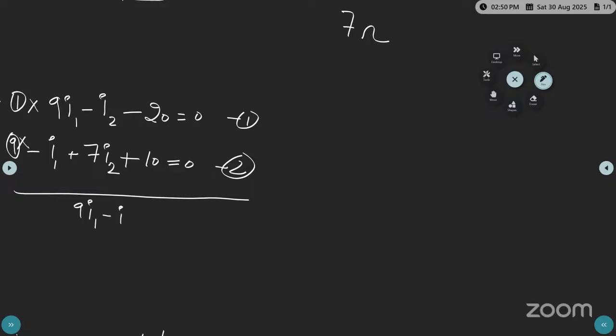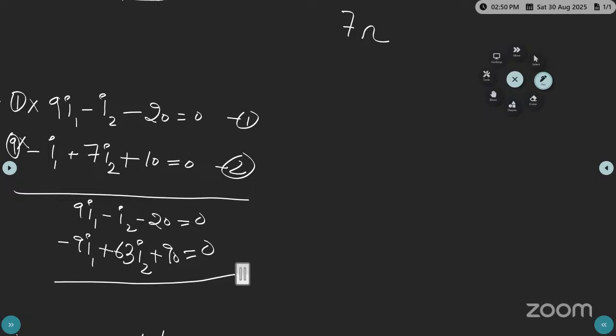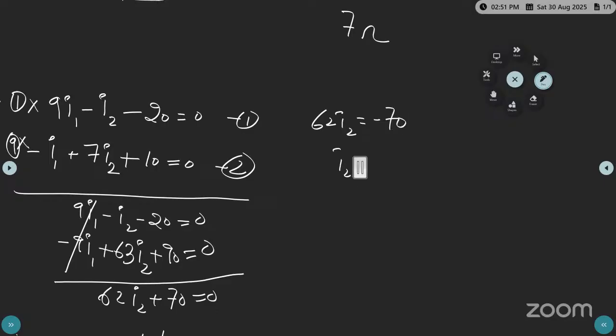9I1 minus I2 minus 20 is equal to 0. Here it will become minus 9I1 plus 63 I2 plus 90 is equal to 0. Okay. So this both will get cancelled. Here 62 I2 plus 70 is equal to 0. So 62 I2 is equal to minus 70. I2 is equal to minus 70 by 62.